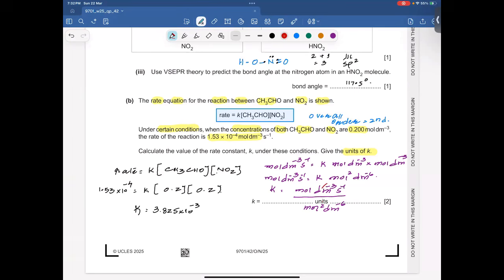I'm going to cancel out these two units. So the unit is going to be 1 upon mole per dm cube. And this is second inverse, right? So the final unit is going to be mole inverse dm cube per second. And that's my unit. I hope it makes sense to you. I hope you get the point. Okay, let's move on to the next page.